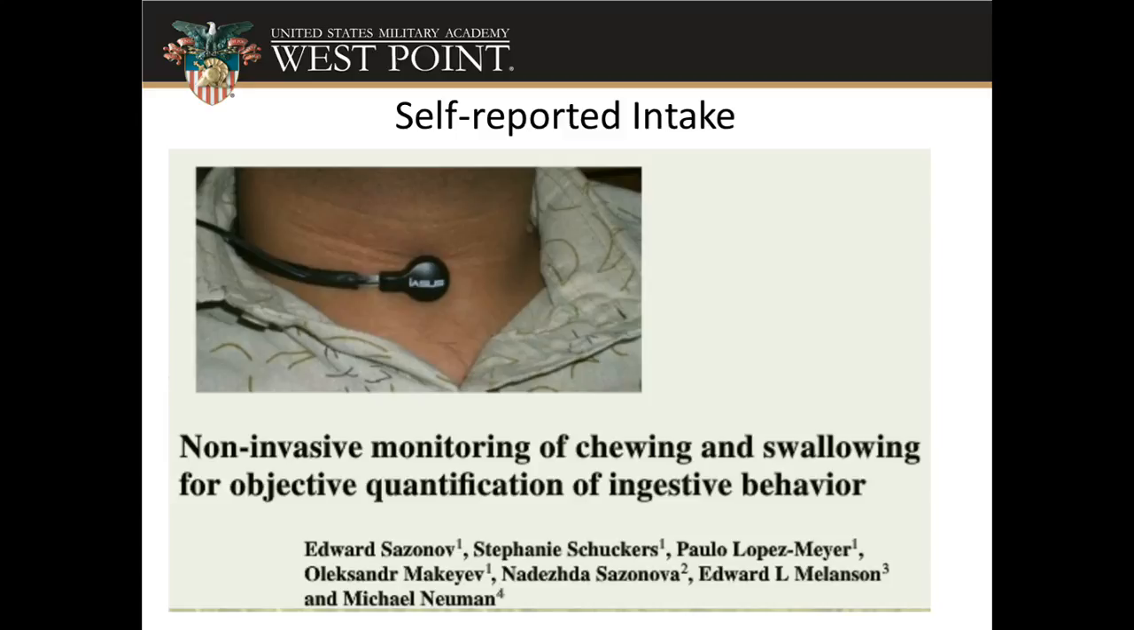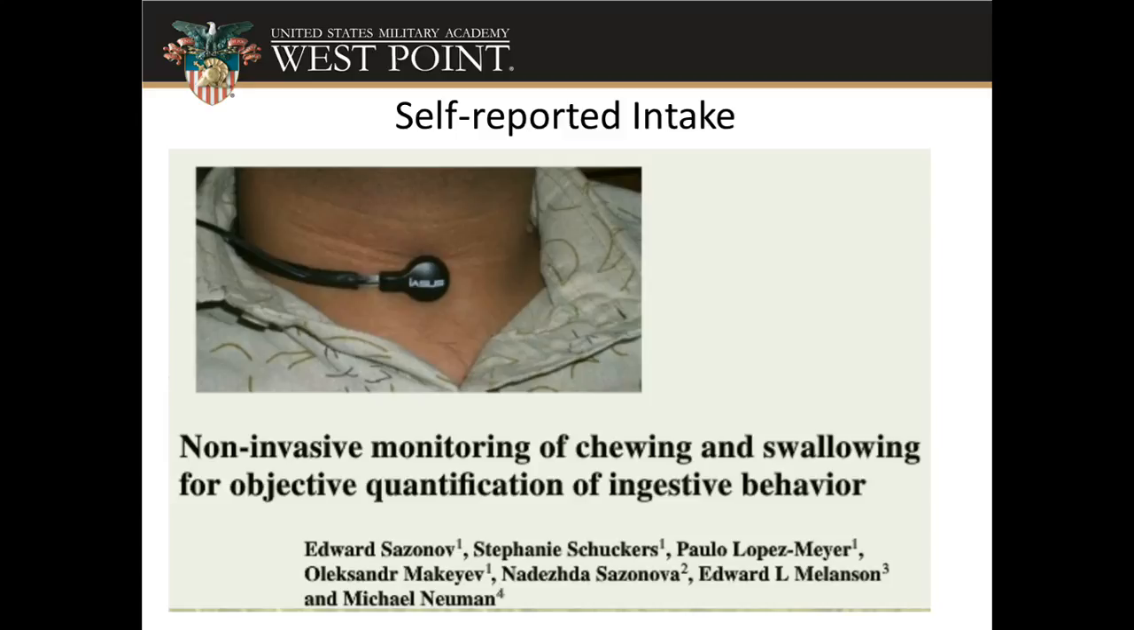This is an image of a new device developed by Edward Sazonov, and it's a chewing and swallowing sensor that sits on your throat. I did tell him that he could make this into a diamond and women would wear it, but this is not something that is cheap to make, but it's cheaper than doubly labeled water. Edward Sazonov's an engineer, and he's developed a couple of these devices. One sits behind the ear, it's less obtrusive, and it detects chewing.